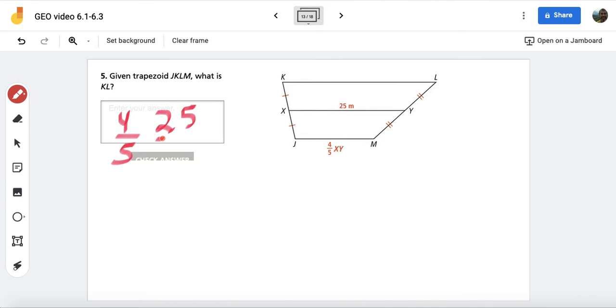When you multiply a fraction times an integer, you can just put the integer over 1, right? 4 times 25 is 100. 100 divided by 5 is 20. So this is really 20.